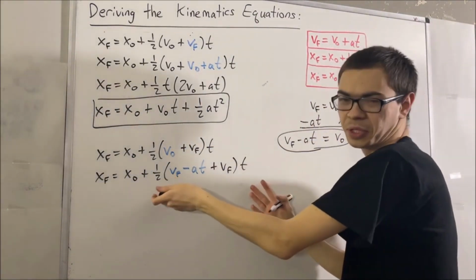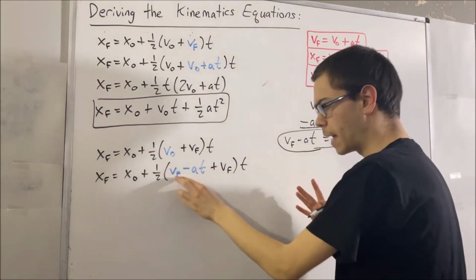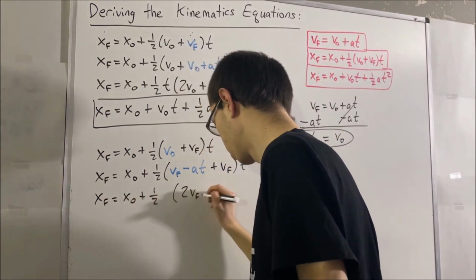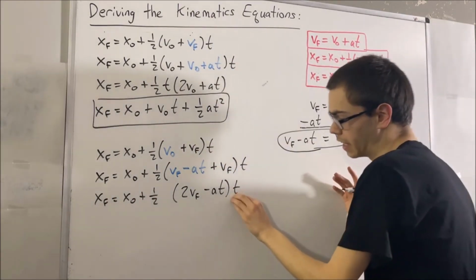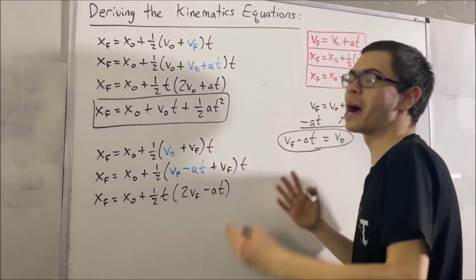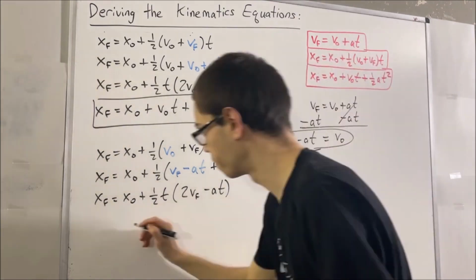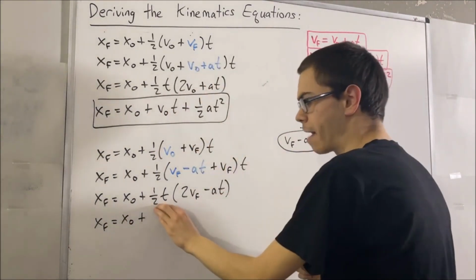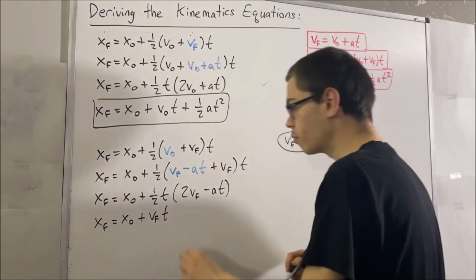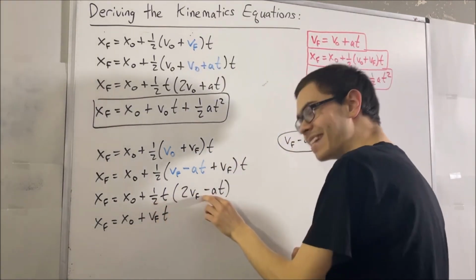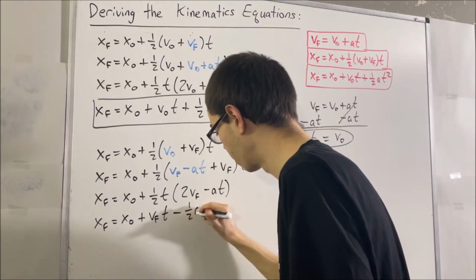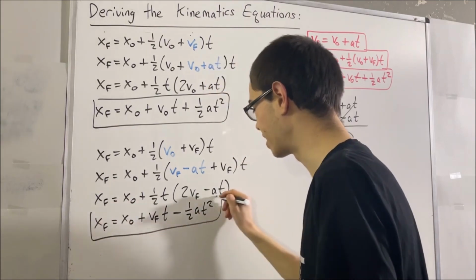Okay, and so now we're just going to simplify it. Notice we have vf plus vf. That gives us 2vf. And again, I'm just going to move the t out to the front of the parentheses. And now I'm just going to distribute this across. So first we do 1/2 t times 2vf. That gives us vft. And then we have 1/2 t times negative at. That gives us minus 1/2 at squared. And so this is our fourth kinematics equation.